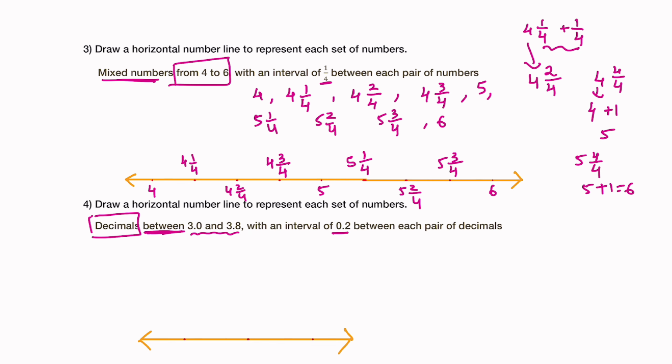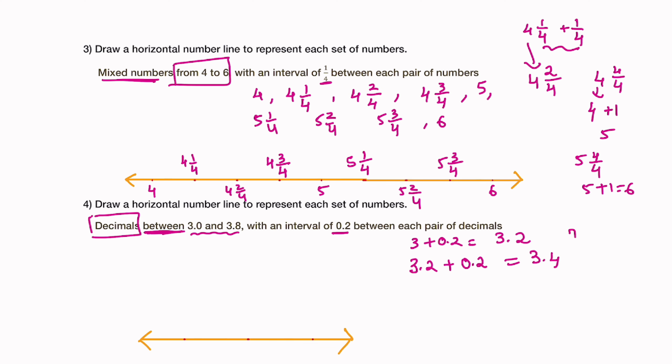So it says between 3.0. So 3.0 is not there, right? And the interval is 0.2. So we say 3 plus 0.2. That's going to be 3.2. The next will be 3.2 plus 0.2, right? The interval. So that becomes 3.4.